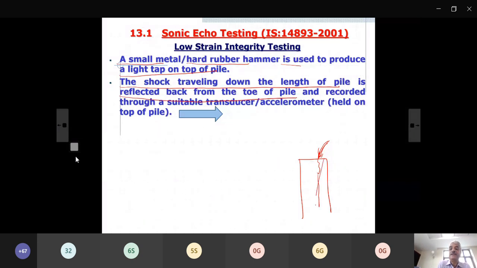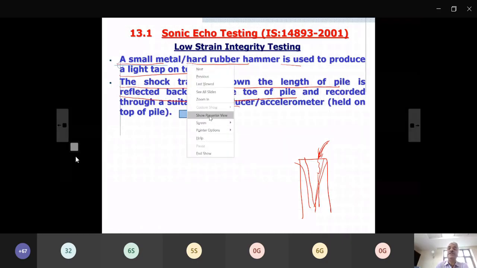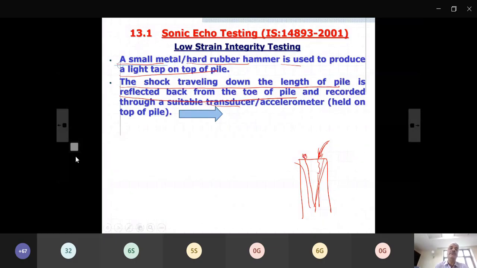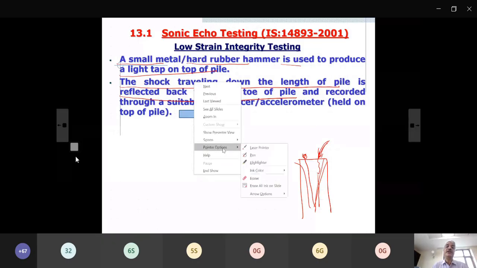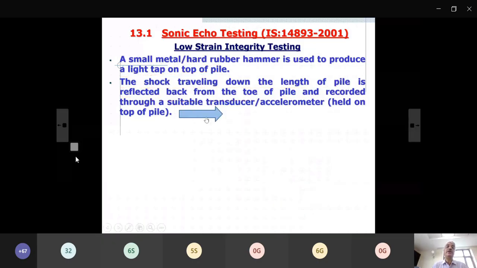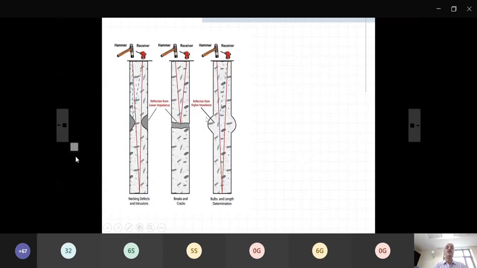It goes from here, reflects and comes back like this, then you keep changing its location. And it is recorded through a suitable transducer or accelerometer which is held here on the top of the pile. And its travel time gets logged. So this is how it looks like.